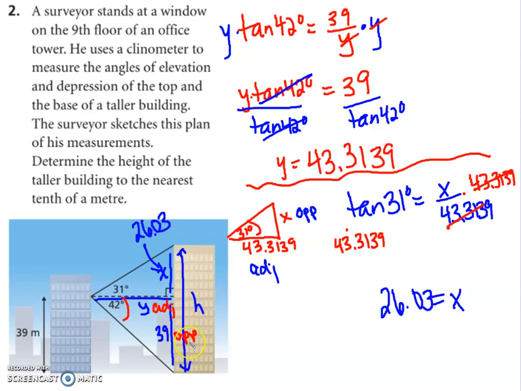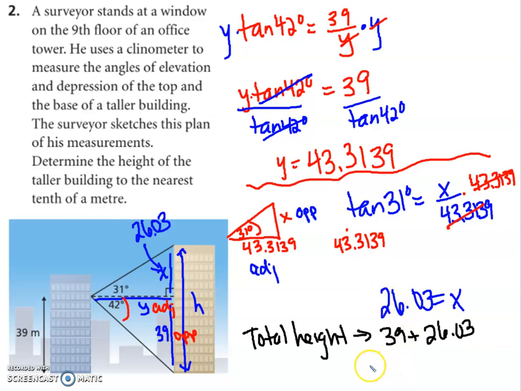But remember, the goal is to find the total height. So the total height is going to be 39 from this triangle added to this new 26.03. So if I add those up, I'm going to end up with 65, and it says to the nearest tenth of a meter, so it's actually 65.0. The units are in meters.